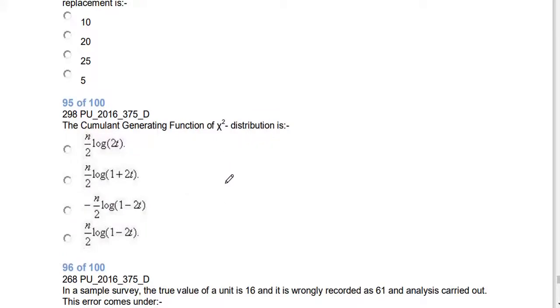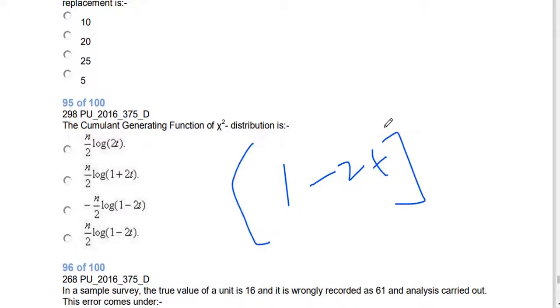Cumulative generating function, what is the mgf of chi-square? I think 1 minus 2t to the power minus n by 2 is the mgf of chi-square. I don't know exactly, you can refer, minus 1 by 2 to log of minus 1. I think this option.